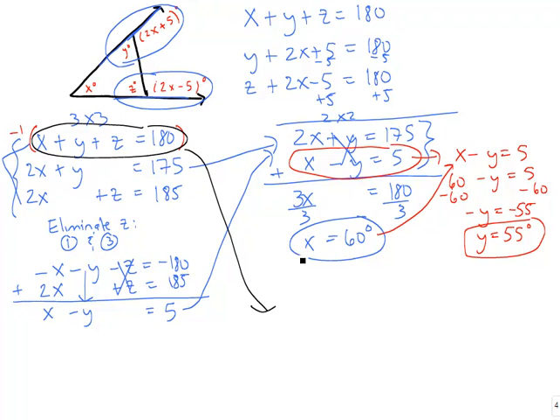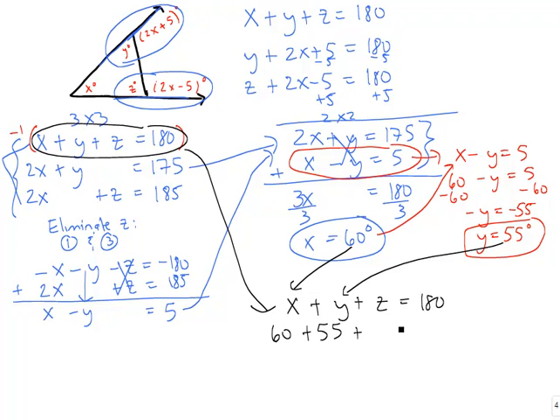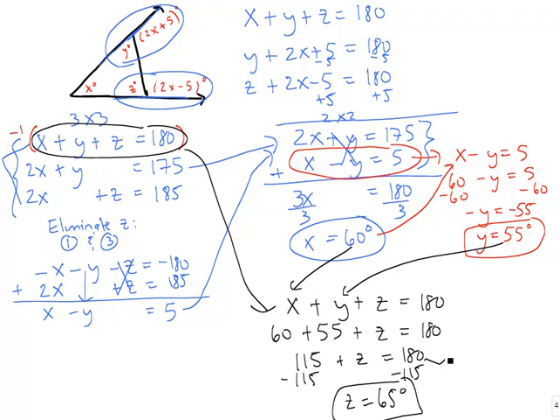If I recopy it, and I can substitute in now 60 for x and 55 for y, and that should enable me to solve for z. So 60 plus 55 is 115. And if I subtract 115, then I get z equals 65. And this is another angle, so 65 degrees.